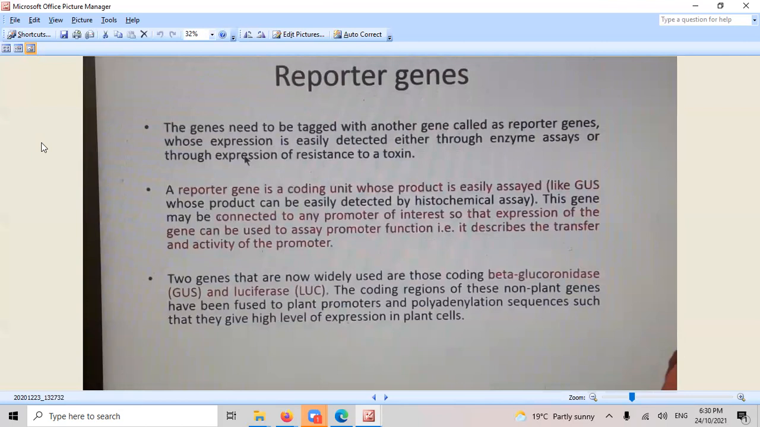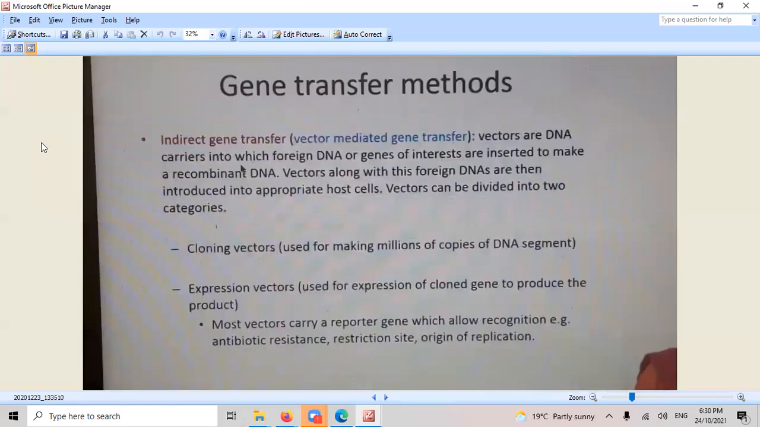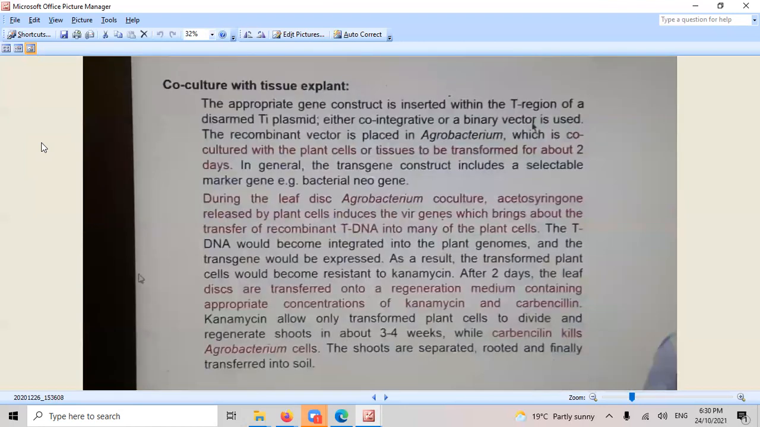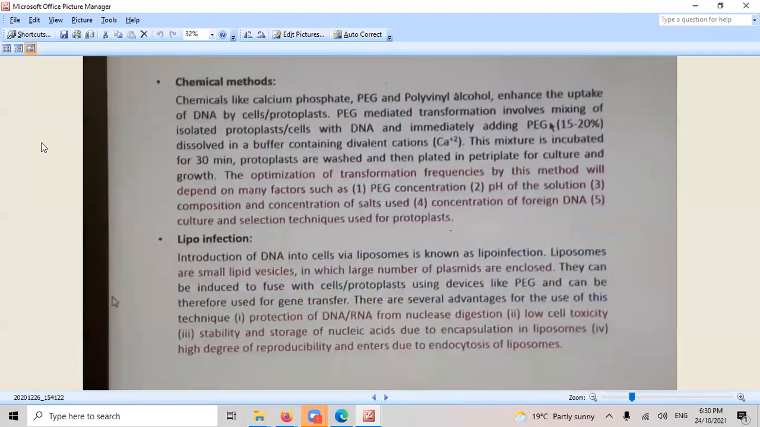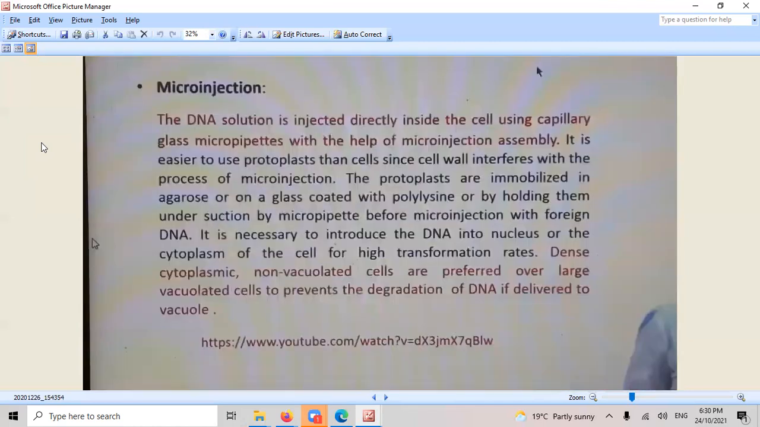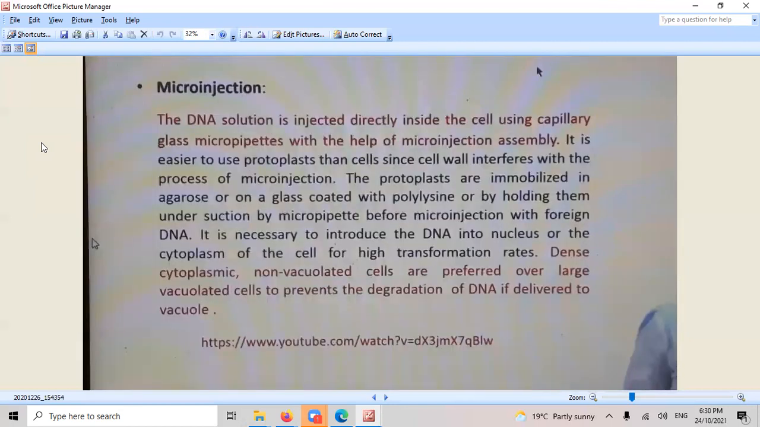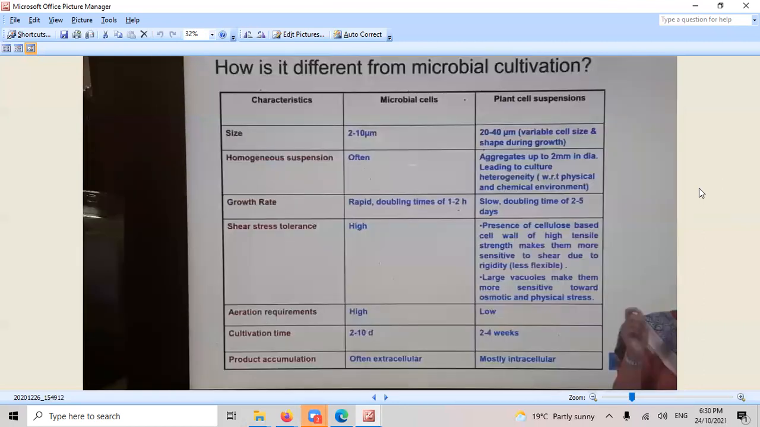And reporter genes. That's where that luciferase is. Plasmid-mediated gene transfers. Gene transfer methods: plasmid, Ti plasmid. Direct gene transfer and indirect. Calcium phosphate. Microinjection. They go directly inside a plant cell. You know how small that is? Just 1 to 2 microns. This is pretty cool.